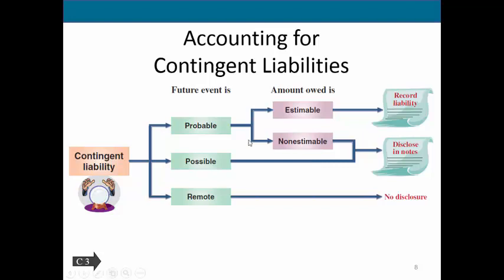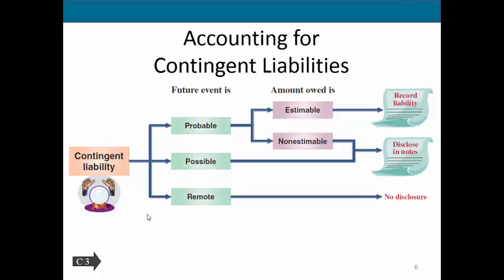So let's talk about how does this happen. The classic example of a contingency is if you have a lawsuit. If you're a large company, you typically at any time have some lawsuits that are typically going through the legal process.